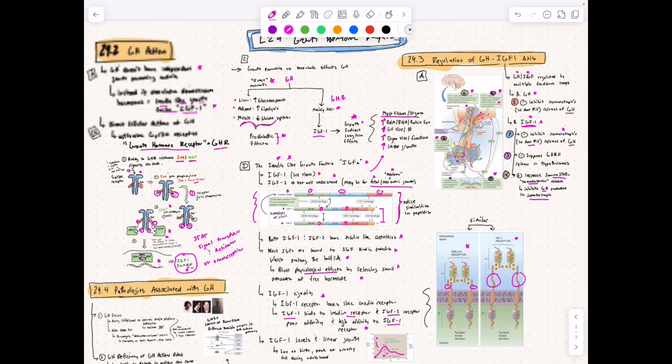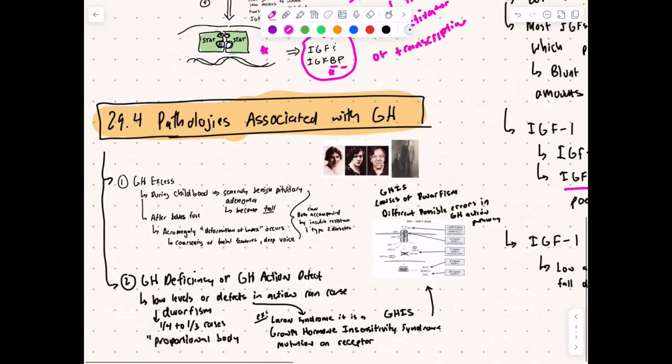All right, so that's just about it for this quick review, hopefully quick. We had two pathologies or categories of pathologies associated with growth hormone, basically just an excess. And so what was pointed out to us was that it really depends on when you have the excess of growth hormone. If it's during childhood and your bones haven't fused together, then you just become very tall.